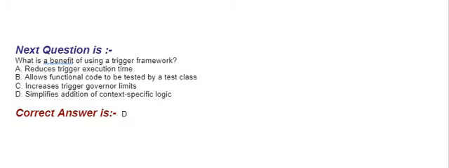Next question is, what is the benefit of using a trigger framework? Option A. Reduces trigger execution time. Option B. Allows functional code to be tested by a test class. Option C. Increases trigger governor limits. Option D. Simplifies addition of context-specific logic. Correct answer is option D.